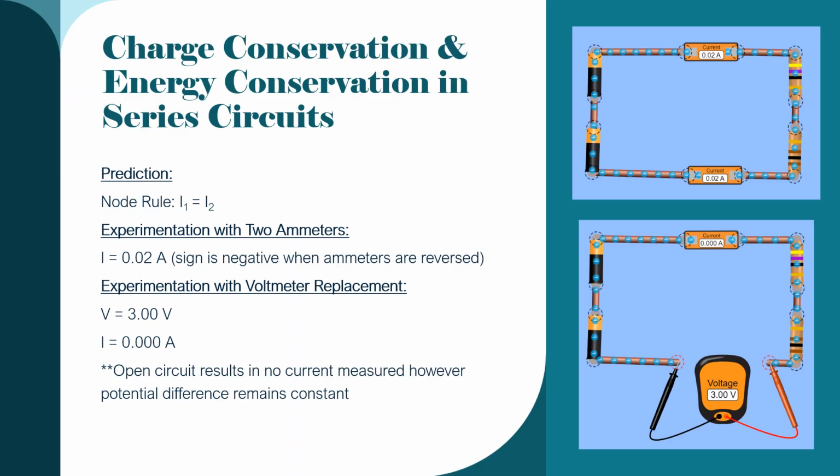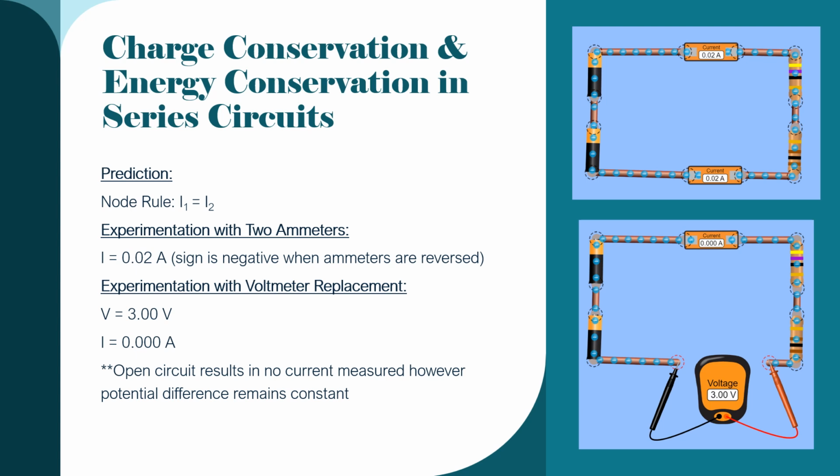This was the first part of the lab. We had charge conservation and energy conservation in a series of circuits. The prediction was the node rule, which is I1 is equal to I2, which has to do with the resistors. You can see in the diagrams to the right my two experimentations.